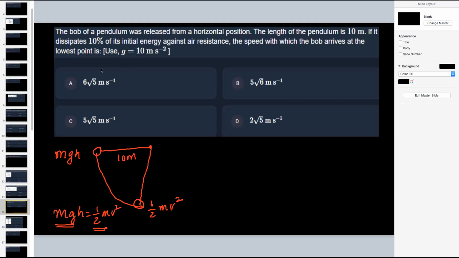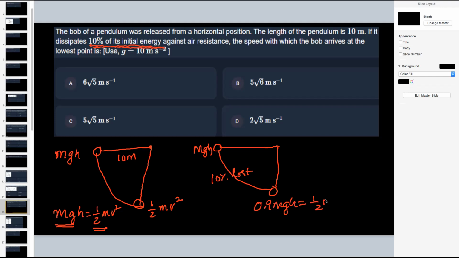But here what is given in your problem? 10% of initial energy is dissipated against the air resistance. That means when this bob comes to this position, here of mgh, 10% is wasted, 10% is lost. Then what will be the energy here? Can I take 90% remaining? Here it is 0.9 mgh. Now this is equal to half mv square.